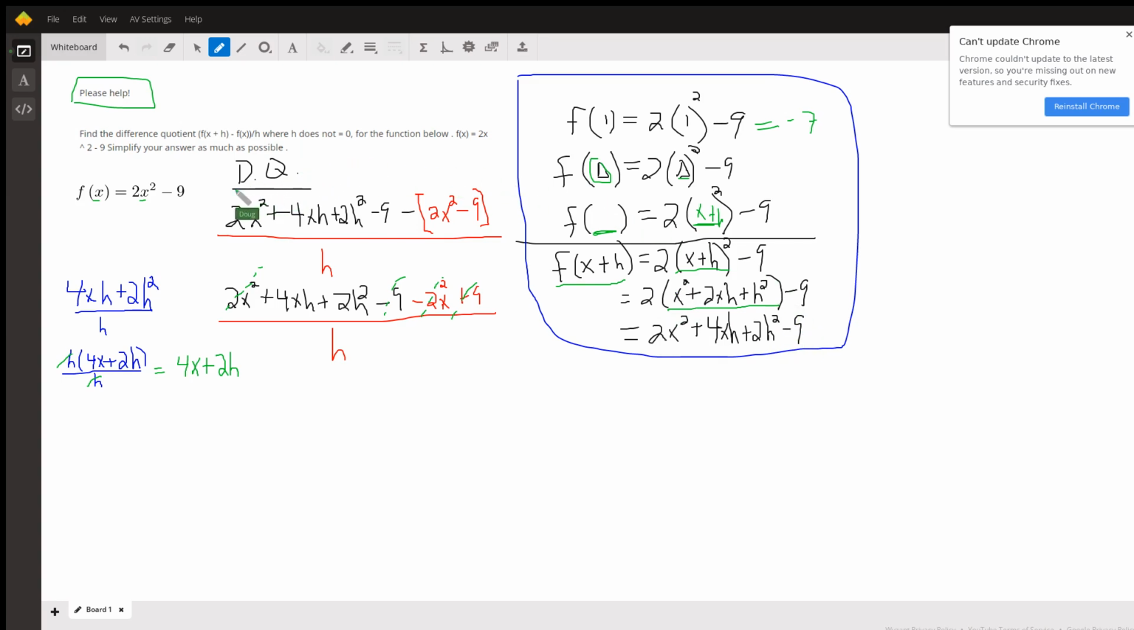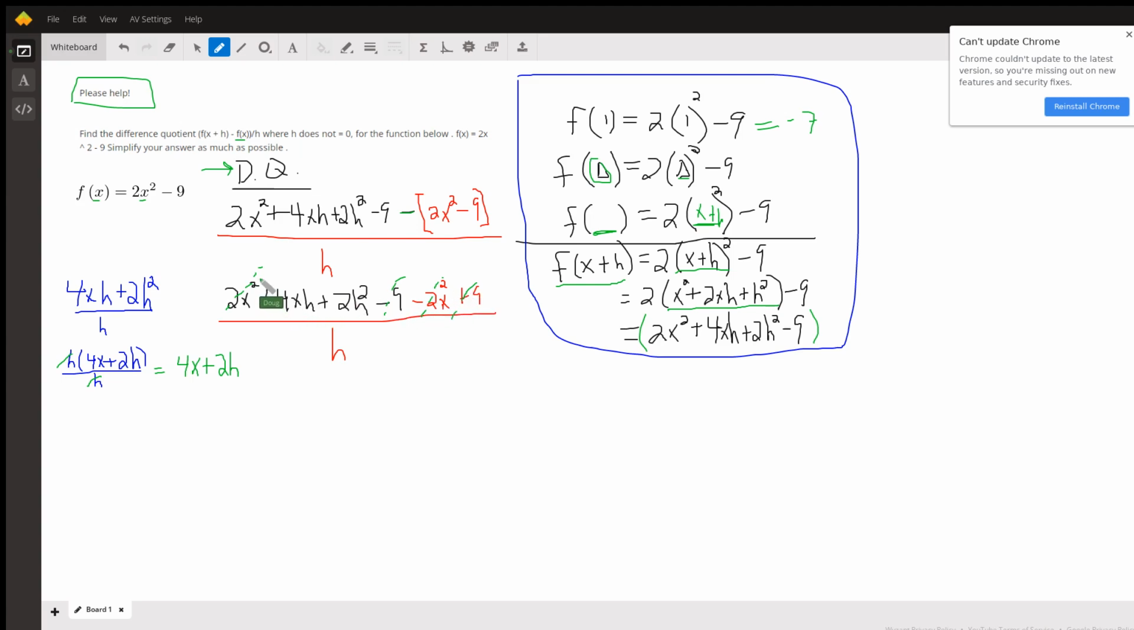So the difference quotient, moving over to here, is this f of x plus h that we got right down here, take away just f of x. That's what this is right here, 2x squared minus 9. We have to subtract that entire function definition, and so I have to remove the parentheses. This becomes minus 2x squared plus 9.